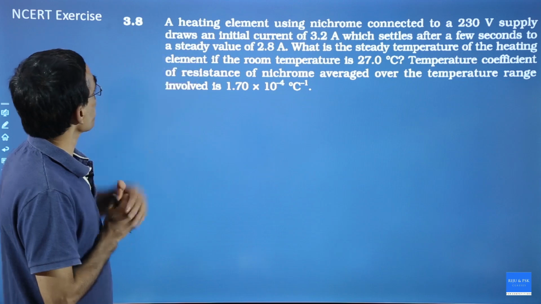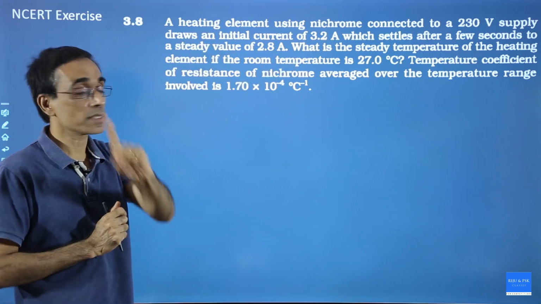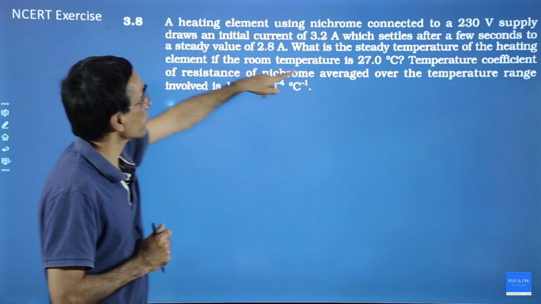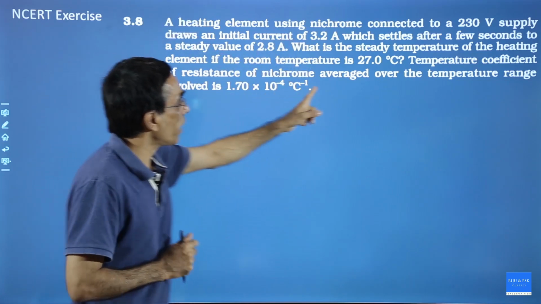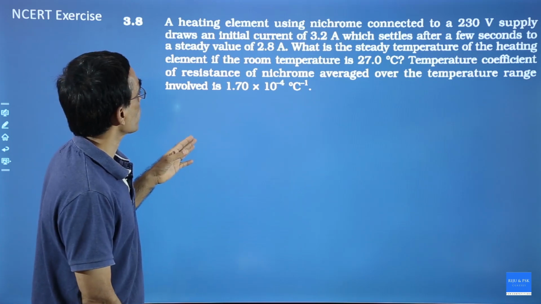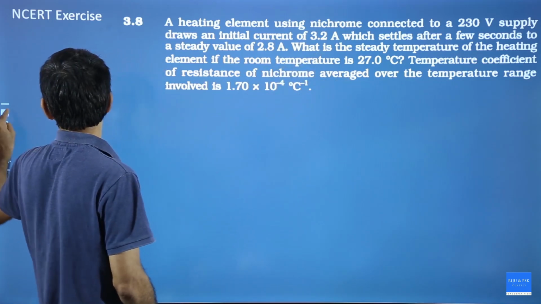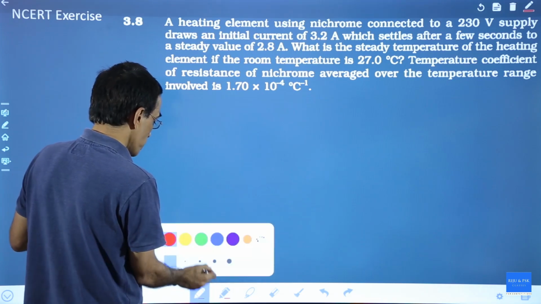Now, there is one more example, an exercise exactly like the example given in the NCERT textbook. See, heating element, current, voltage, everything is given, and alpha is averaged over. So we can go for that. And what is to be calculated? What is the steady temperature of the heating element? So what to do? You can directly go for this equation.